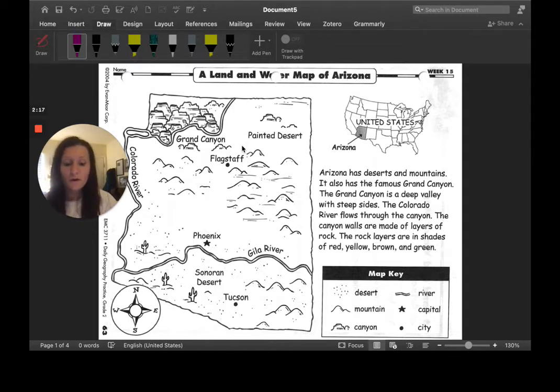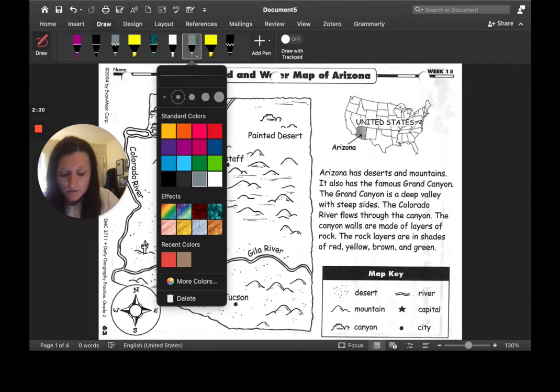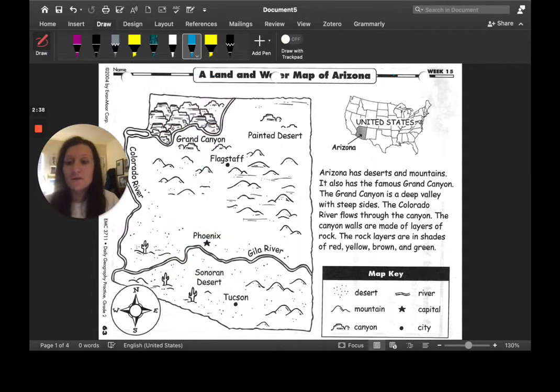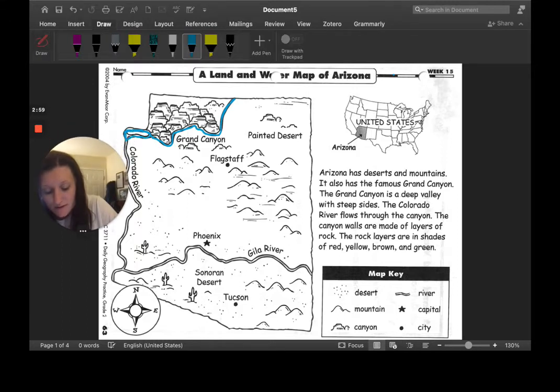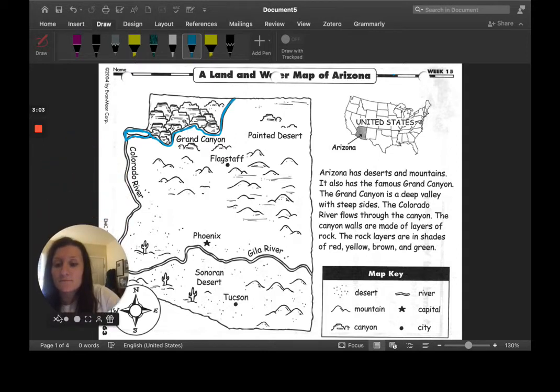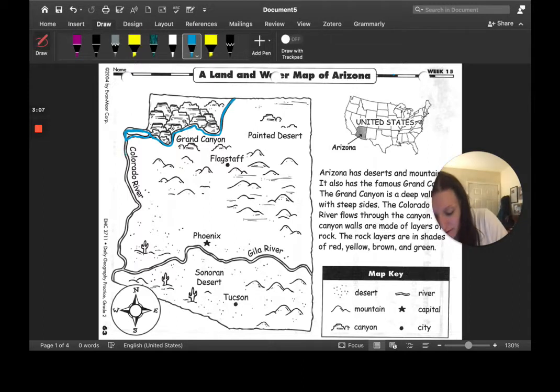So let's first start with water. There's going to be two main rivers in the state of Arizona. So let me grab my pen here. Since we're going to be talking about water, let's grab a blue color. All right, so the first one we see over on the left is the Colorado River. We see that it starts up by the Grand Canyon, goes through the Grand Canyon, and comes along on the border of Arizona and the state of California. All right, so let's take our pen and trace where this river goes.